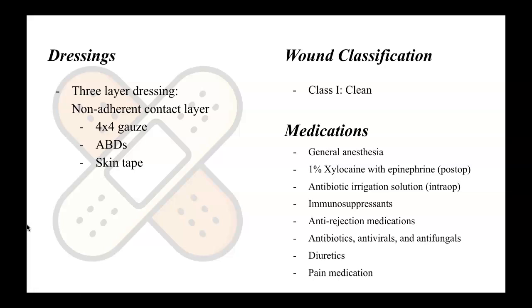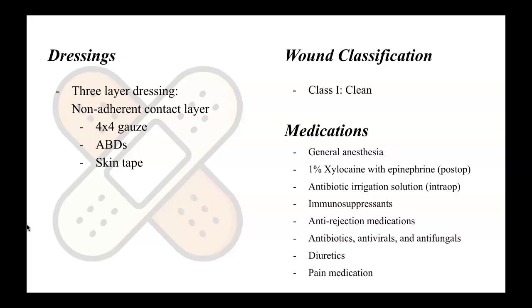So for dressings, it's going to be a 3-layer dressing. You're going to have 4x4 gauze, ABDs, and then skin tape. The wound classification is a class 1 clean, which I don't know why I find that shocking, but I don't know. Medications, obviously the general anesthesia, the 1% xylocaine with epinephrine, that will be given at the end of the case to make the patient more comfortable when they wake up. Antibiotic irrigation solution, which will be used intraoperatively. And then afterwards, immunosuppressants, anti-rejection medications, antibiotics, antivirals, antifungals, diuretics, and pain medication.